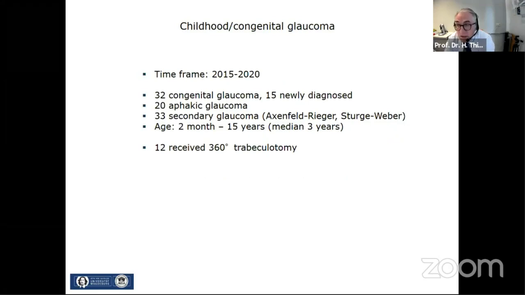Now for the children and congenital glaucoma cases, just briefly, the time frame I looked at is 5 years in the past. In Germany, it's not a very frequent operation or illness that we are presented with, because it's very rare. As you know, this is what we found: Axenfeld, Rieger, Sturz, Weber, and there's quite a difference between the ages of the patients. And 12 of these received 360-degree trabeculotomy.